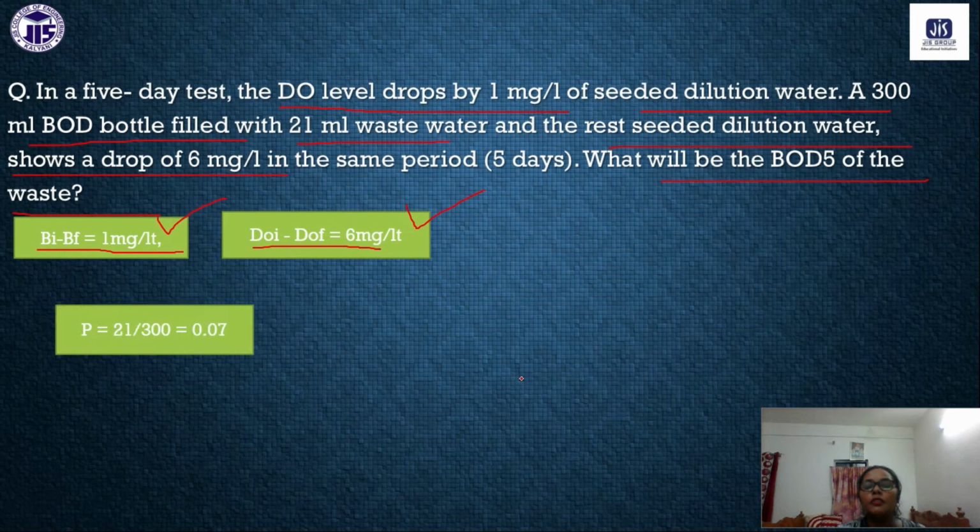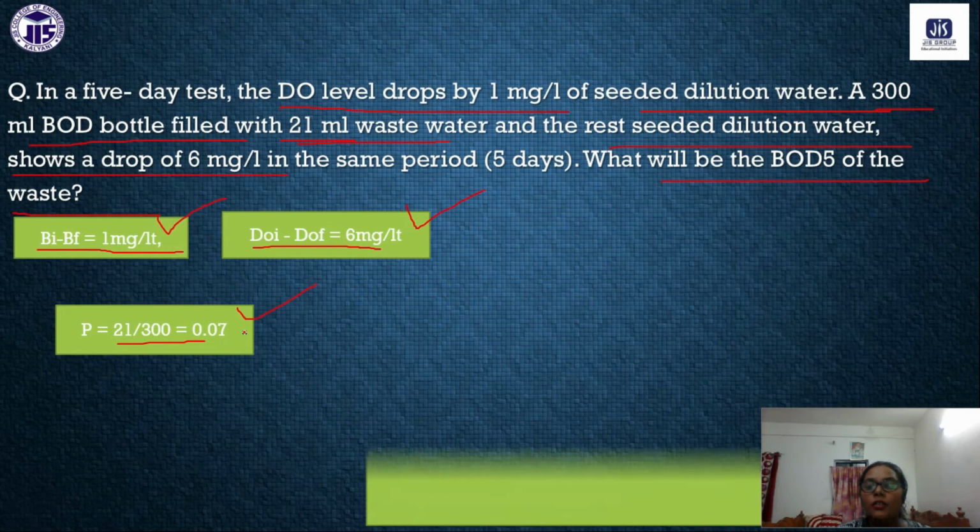Now what is the P value? P value means the volume of wastewater divided by total volume, right? So here we have taken the volume of wastewater, that is 21 ml, divided by the total volume, which is 300 ml. So 21 divided by 300 will give you the P value. Now look, the P value doesn't have any unit, because this is the ratio of two volumes. ml by ml, volume by volume, so the volume will be nullified.